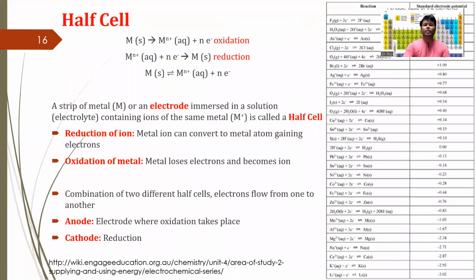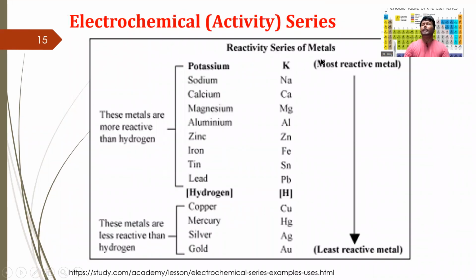Just previously we showed the reactivity series of metals. If we consider a very reactive metal like potassium, it can donate electrons very fast, so it cannot accept electrons very fast. That means if it has the ability to donate electrons very fast, it has the least ability to accept electrons. So we can consider the reduction potential for potassium to be the minimum.